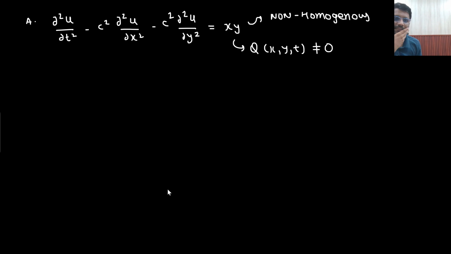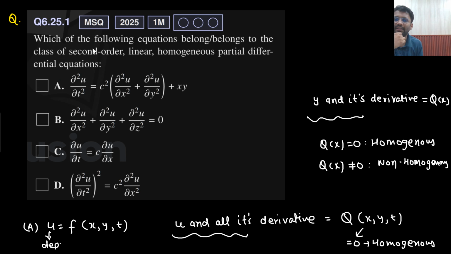What about linearity? Is there any problem in the linearity? Sir, u is coming alone, no function of u. C square is constant. The xy are here; there could be anything, with respect to x and y you can do anything. I don't have any problem. There is no problem with the linearity. It is linear only. Next, what they are asking: order.